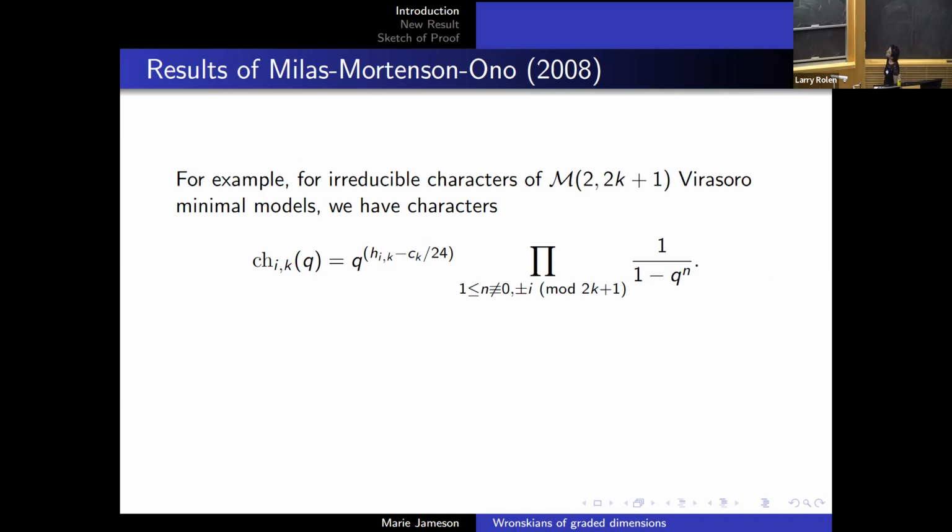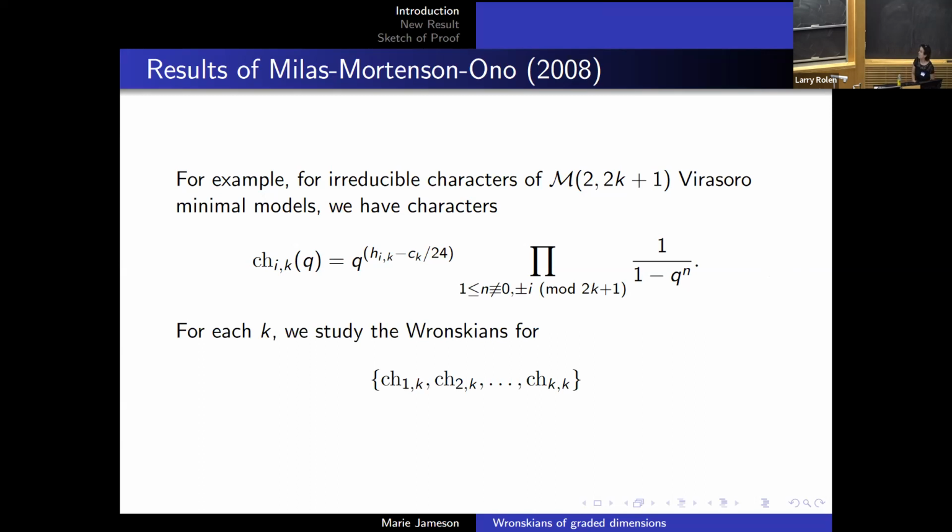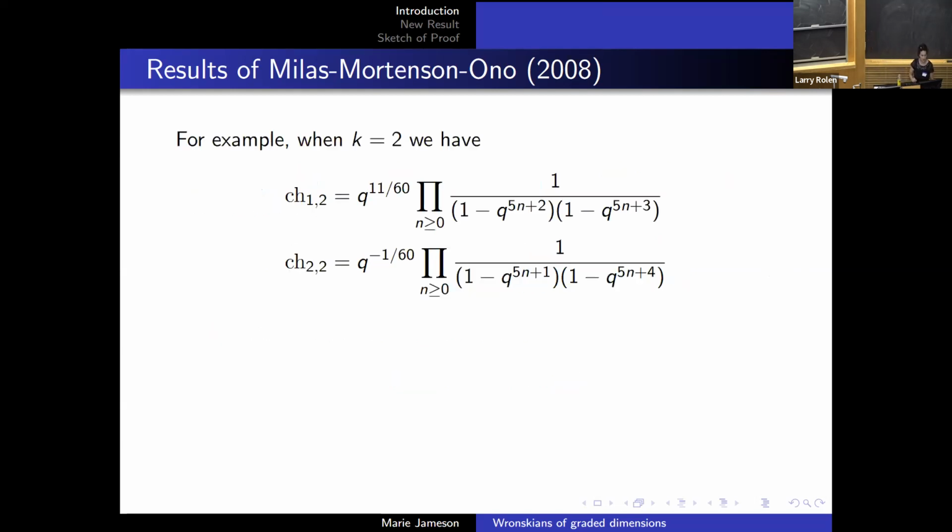So you have these Andrews-Gordon series, and we want to study the Wronskians for those things. I fix a K, and then I have K Q-series, and I'm looking at these determinants of derivatives. As a first example, when K is 2, we have two Q-series which are quite familiar. They are the Rogers-Ramanujan Q-series.